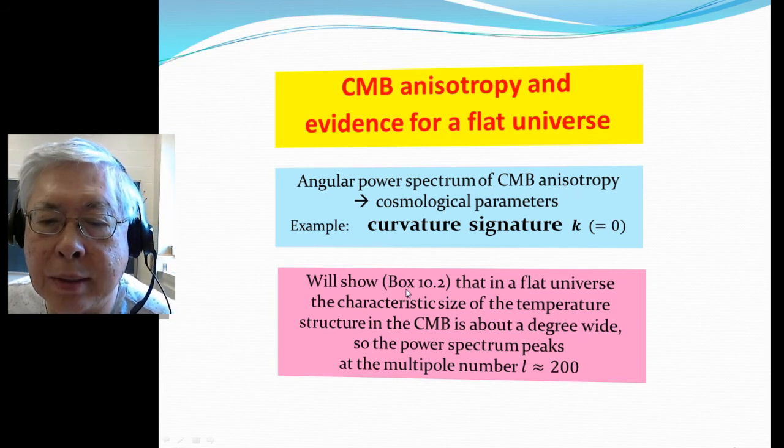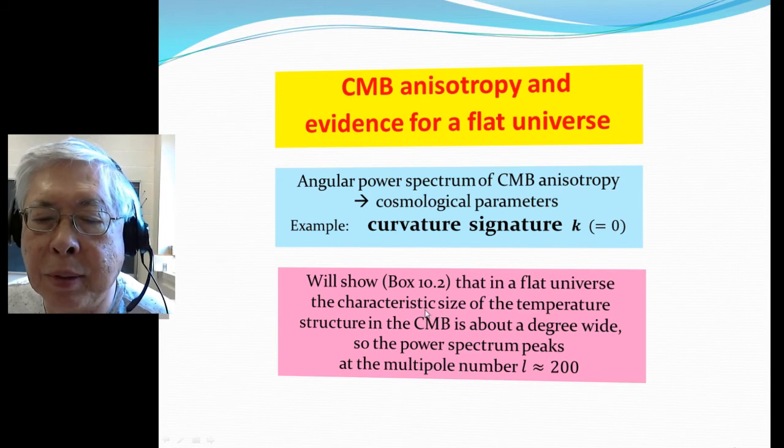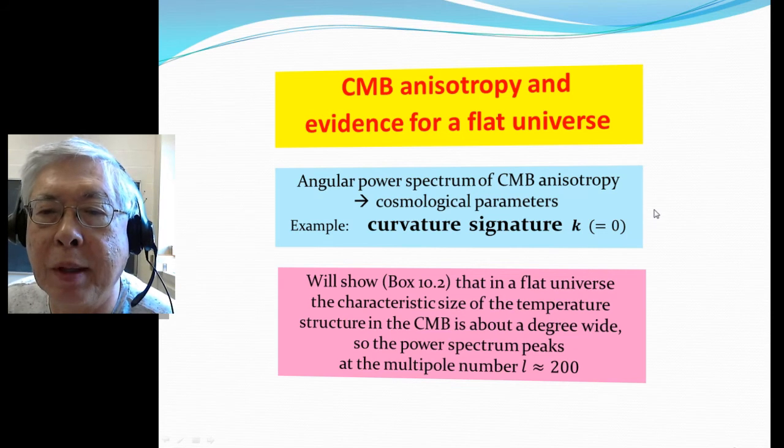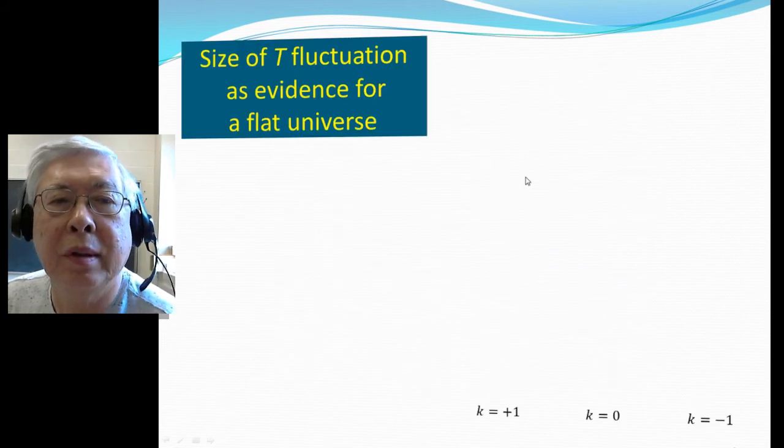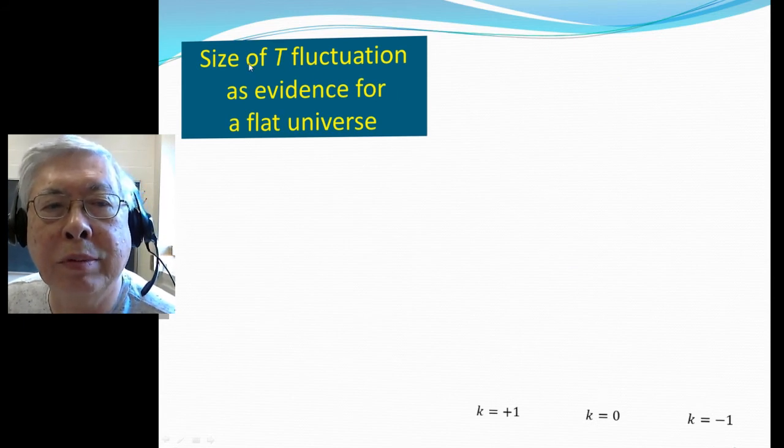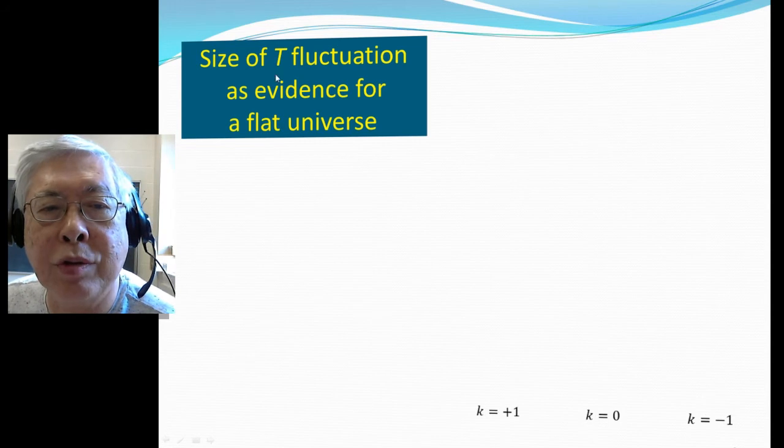We showed that in the flat universe, the characteristic size of temperature structure in the CMB is about 1 degree wide. So the power spectrum peaks at multipole number L equal to about 200. So first we start to determine the size of the temperature fluctuation as evidence for a flat universe.